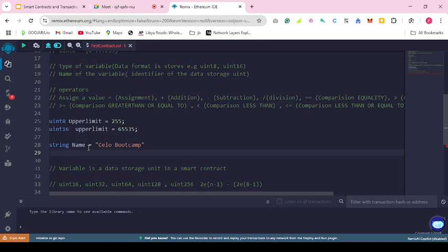Now, for other data types, if it's a boolean, just type bool, B-O-O-L. Then the name, say status perhaps. Then type either true or false. That's how booleans are written, and they can be only one of two values, either true or false. So is there anything else you would love clarity on from what we've covered so far?